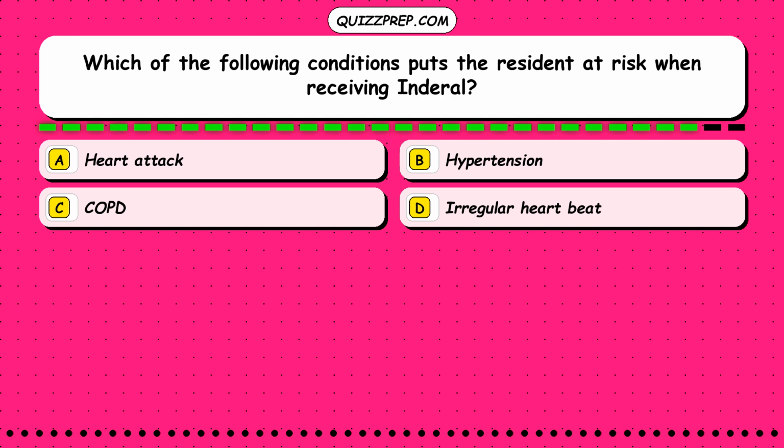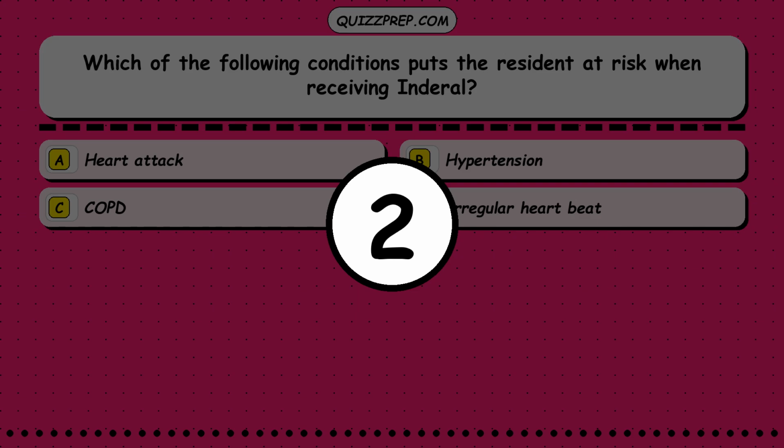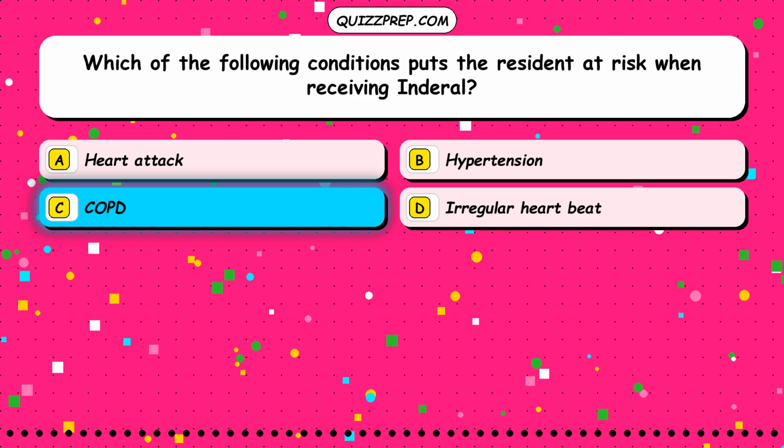Question 305. Which of the following conditions puts the resident at risk when receiving Inderal? Option A, heart attack. Option B, hypertension. Option C, COPD. Option D, irregular heartbeat. The correct answer is option C, COPD.